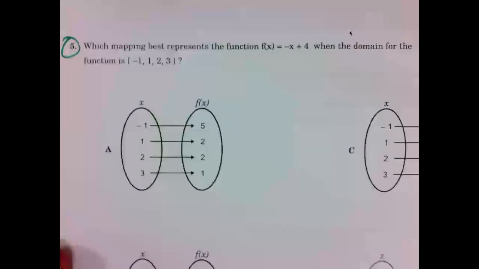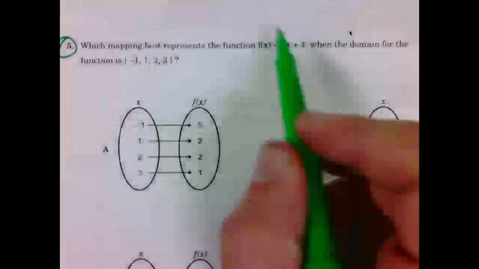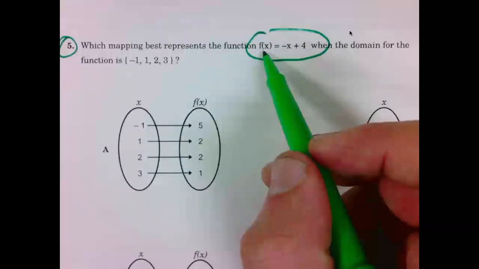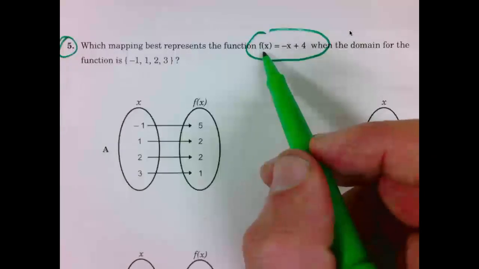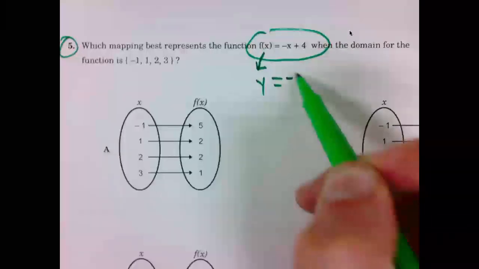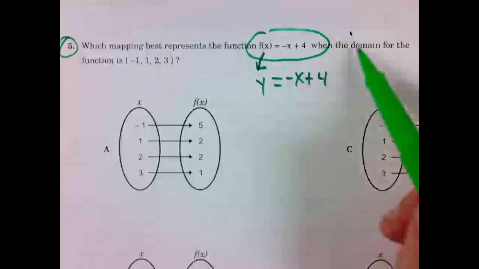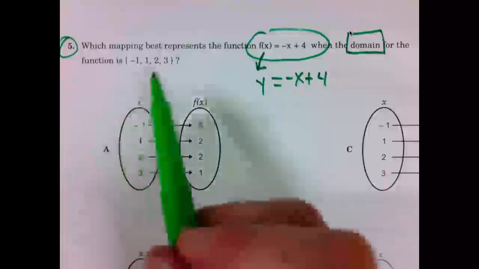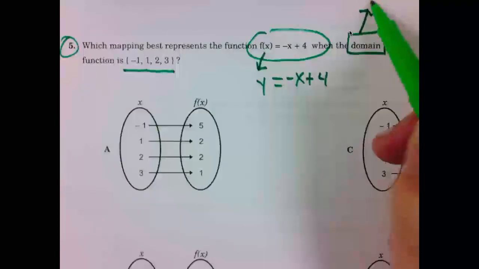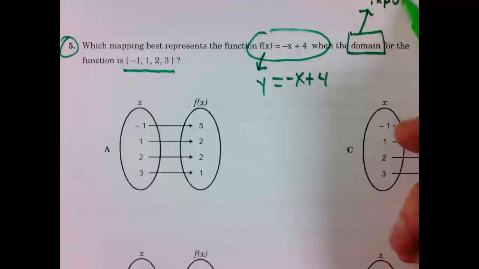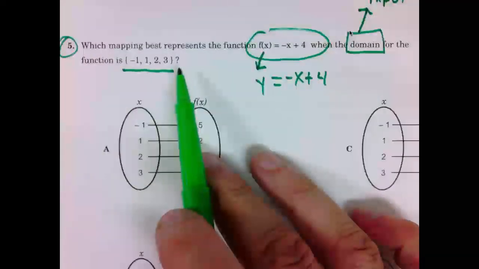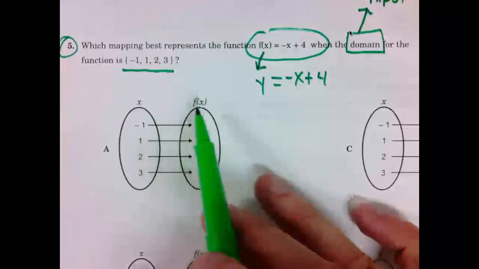Number 5 says, which mapping best describes the function f of x equals negative x plus 4? We know this is called function notation. F of x is simply another way to say y. We could rewrite this equation as y equals negative x plus 4. When the domain is this set here, we know domain is the input. The input we typically call the x. So they're giving us a set of x's. They're asking us for the corresponding f of x's.